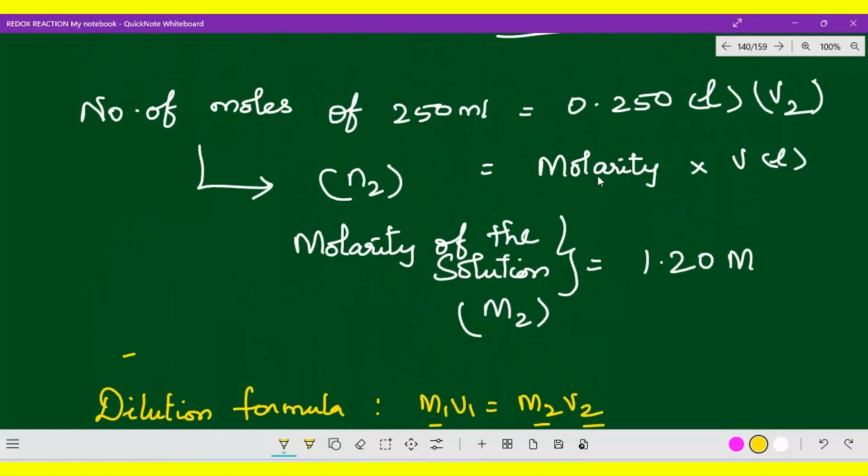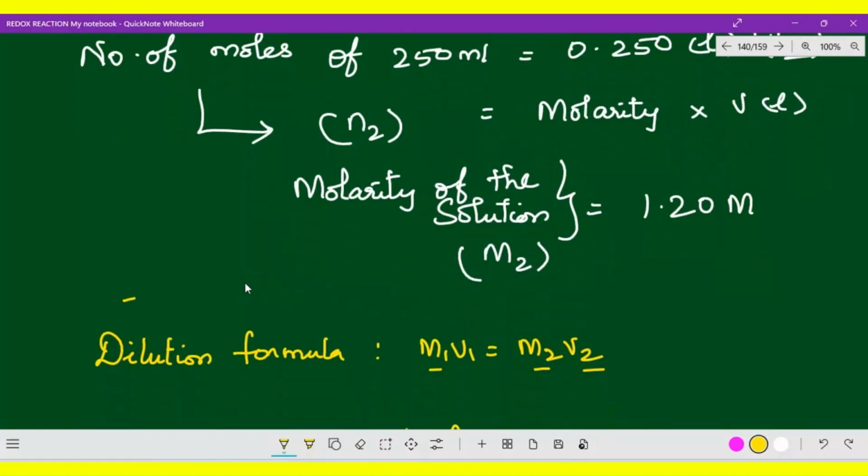But now here we can identify the answer. Moles, you got it here. Number of moles, here I just wanted to mention one point. Number of moles equals molarity, which is 1.2 M, into volume 0.250. So you'll be getting around how much?